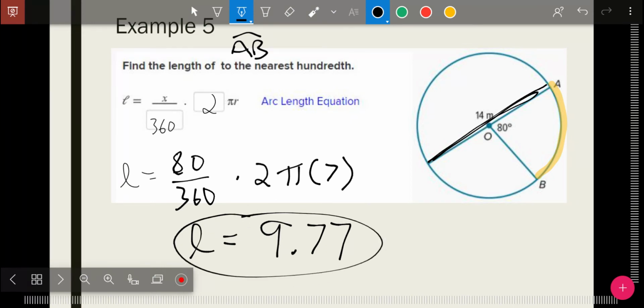And so you just let the calculator do the heavy lifting. There's no reason for you to memorize that formula, but you should have that formula, or equation for arc length, down in your notes.